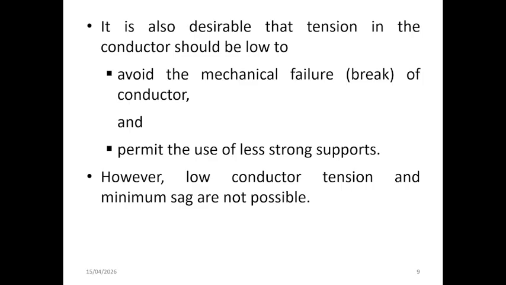However, there is a fundamental limitation. Low tension and minimum sag cannot be achieved simultaneously. If the tension is reduced, the conductor will sag more under its own weight. On the other hand, reducing sag requires increasing the tension, which raises the risk of mechanical stress and failure. Therefore, transmission line design involves finding an optimal balance between sag and tension to ensure that both safety and economic efficiency can be achieved.